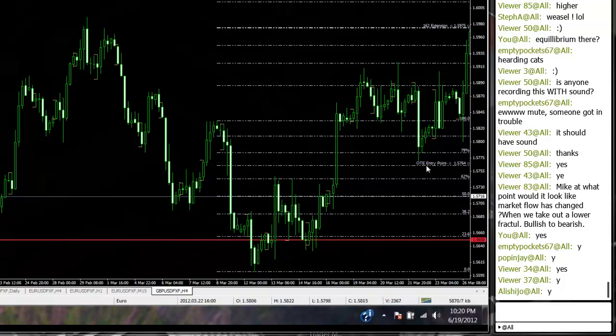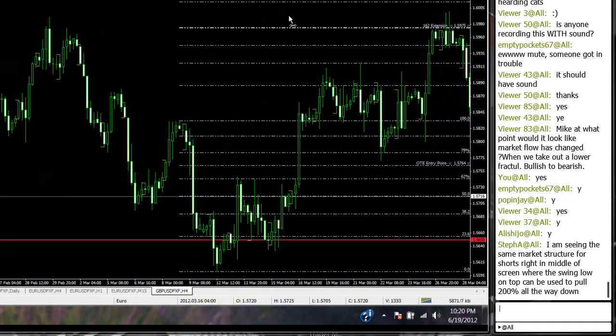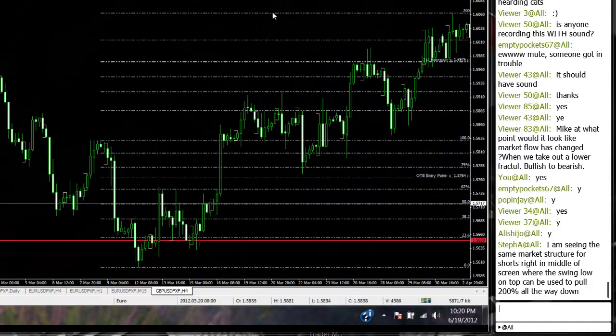Granted, when we use the fib to draw an optimal trade entry, we're only really focusing on the 79%, 70.5, and the 62% retracement levels. Those are the ones that we're focusing on for entry signals to get in a particular direction. But when you have it applied to a market swing like we have here, this high pulled down to this low, there's your 200 extension. This is the level we're looking for in price. It's up here.